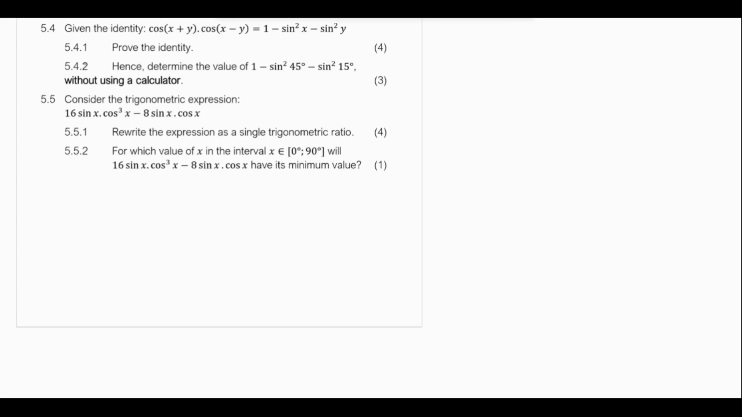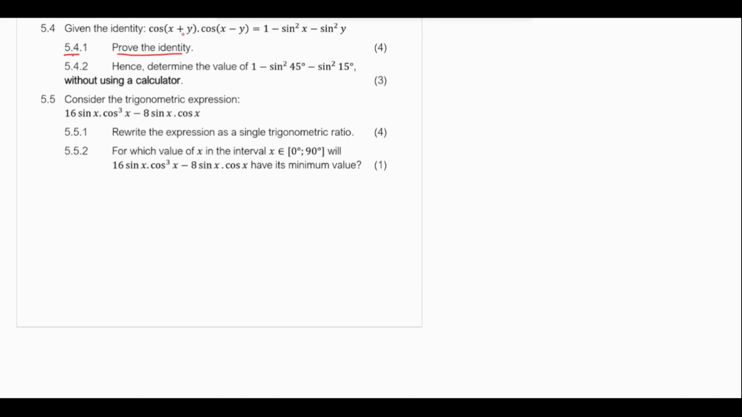Welcome back. Let's do question 5.41. Given the identity cos(x + y) times cos(x − y) is equal to 1 − sin²x − sin²y, we have to prove the identity. So remember that when proving an identity, you can work on both sides. You can work on the left-hand side and also work on the right-hand side.